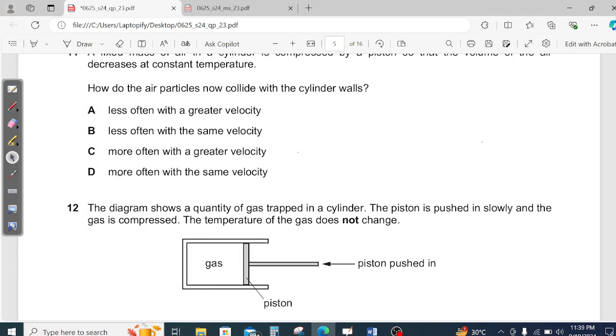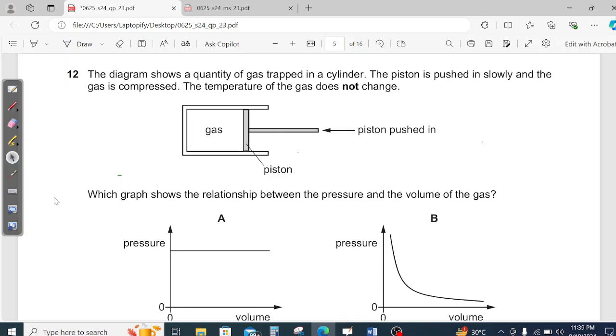Now question number 12. This question is repeated; I also solved this question in paper 21 and 22. The diagram shows a quantity of gas trapped in a cylinder. The piston is pushed in slowly and the gas is compressed. The pressure of the gas does not change. This is the piston, this is the cylinder, and a gas is trapped in this region. When you push the piston in this direction, the volume of the gas will decrease, as I have mentioned in the above question.